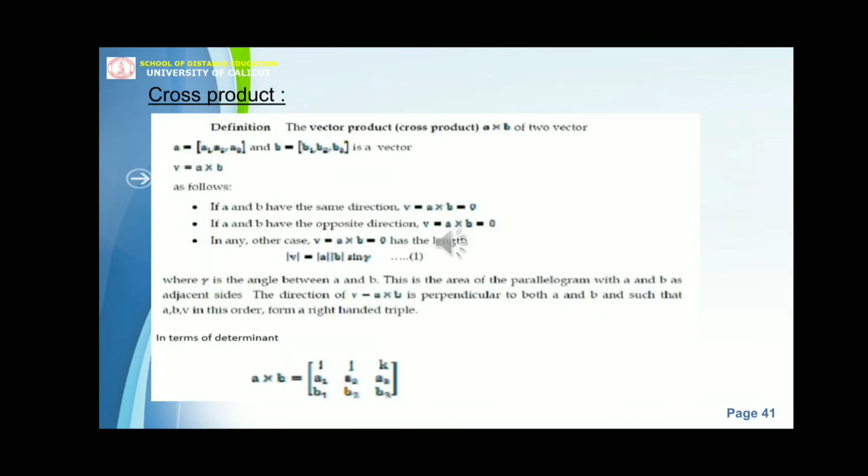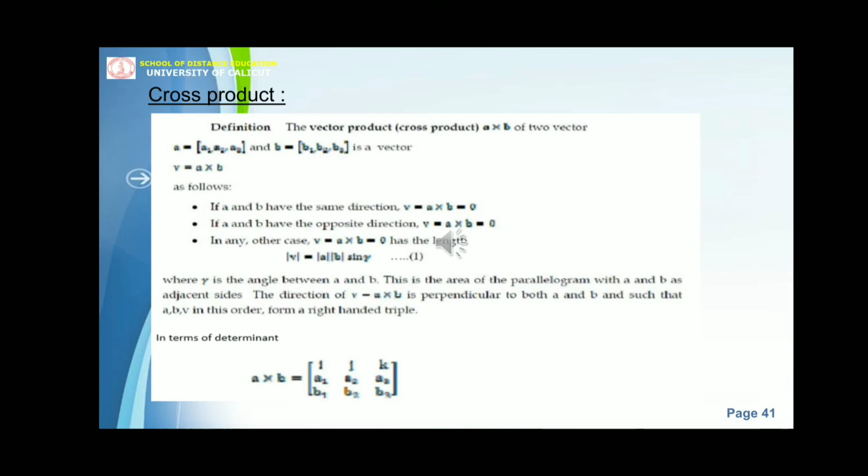The next operation on vector is the cross product. The vector product or cross product A cross B of two vectors A equal to A1, A2, A3 and B equal to B1, B2, B3 is a vector V which can be found in terms of determinant of the matrix I, J, K, A1, A2, A3 and B1, B2, B3, where I, J, K are the unit vectors along the direction of the axis X, Y and Z.